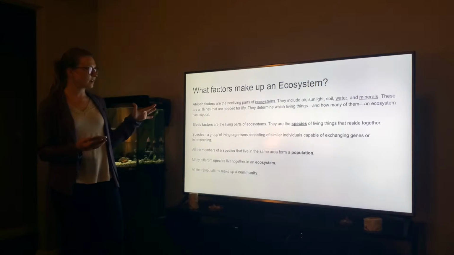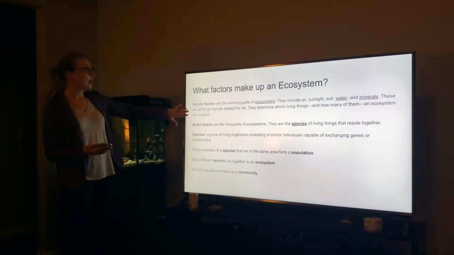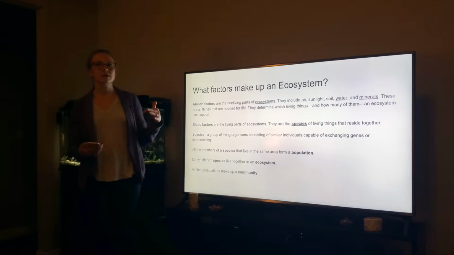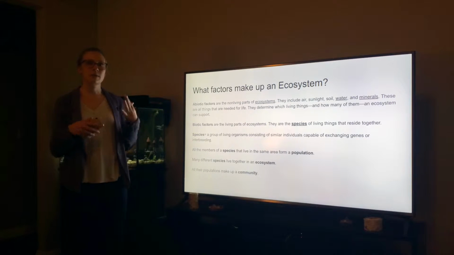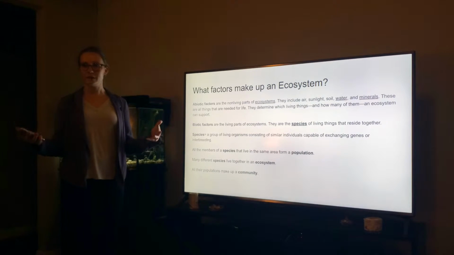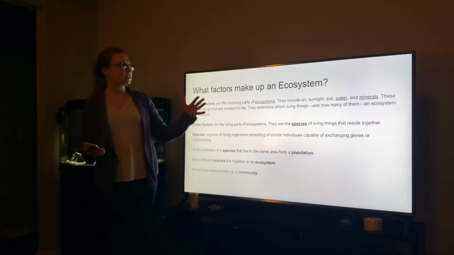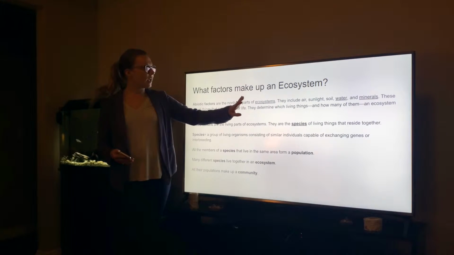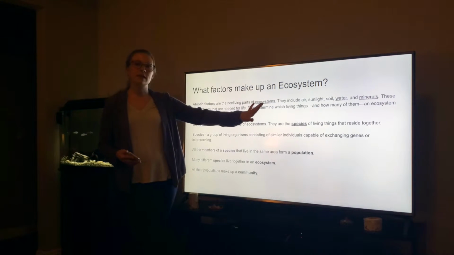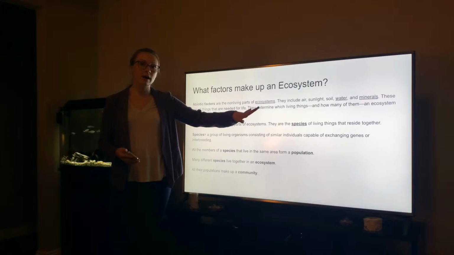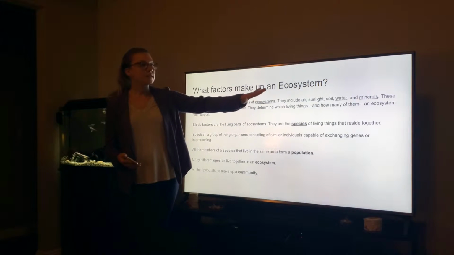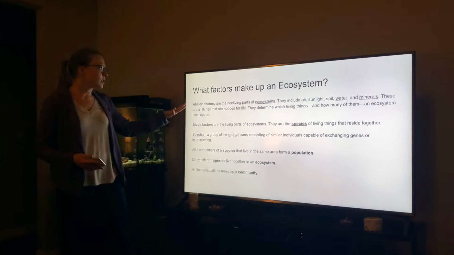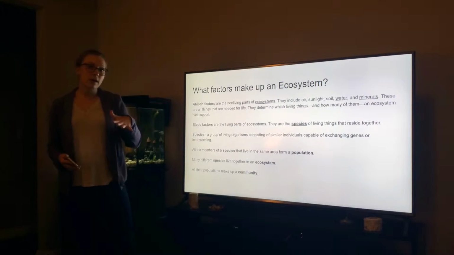So a few different factors that make up an ecosystem. We have abiotic factors. These are some non-living parts of an ecosystem. So these are things that influence an ecosystem, but they're not like animals walking around or fish swimming in the water. So these are things like the air around, could be like pollution or however clear the air is, sunlight, the soil that the plants are growing in, the water that keeps everything hydrated, and different minerals that can be found in the air, the soil, or the water. And these are all things that are needed and support the ecosystem.